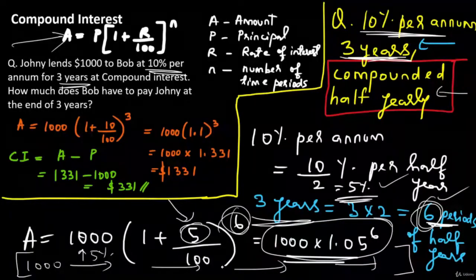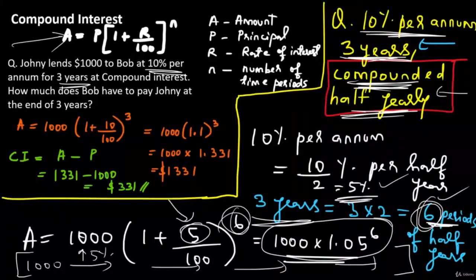Now, if you want to calculate this, just treat it as successive increases of 5% and do it 6 times. So that's the best way to actually find the answer in a question. So we have seen the case where in the question it's mentioned compounded half yearly. Now let's see one more case.